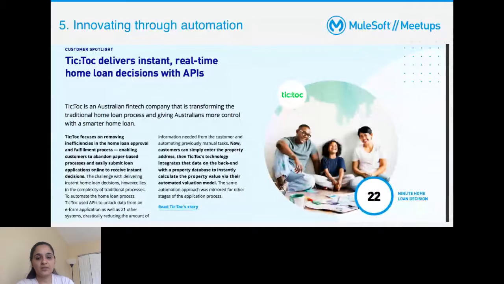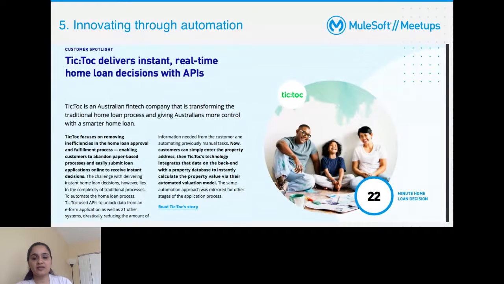So completely, they did the innovation with the automation approach with MuleSoft, and they used the APIs to unlock the data from the eForm application, as well as 21 other systems, drastically reducing the amount of information needed from the customer and automating the previously manual tasks. So they completely automated the home loan decision process, and they were able to provide consumers the complete home loan decision in just 22 minutes, and that's the performance increase.